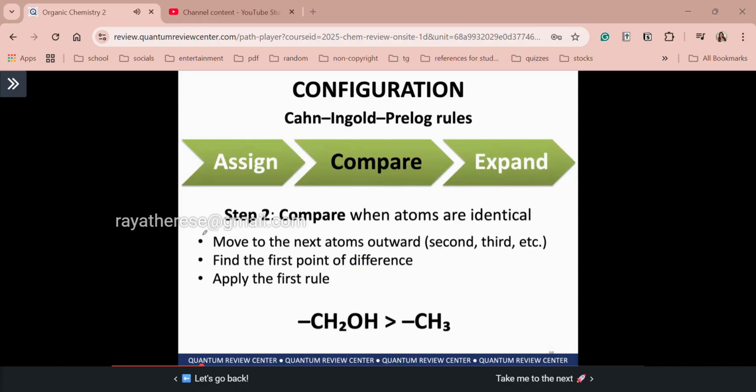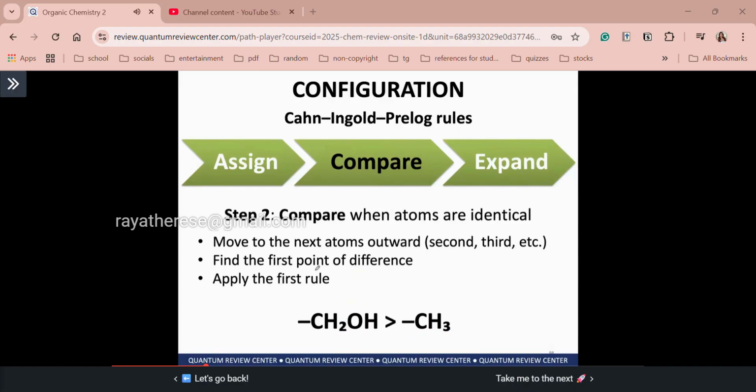Let's see this one. For our alcohol and alkyl substituents, let's check. Remember, they are identical in terms of their C and their two H's. So for the first 3 atoms, they are identical. But when you reach the 4th atom, check, oxygen for your alcohol, but hydrogen for your alkyl substituent. Which is prioritized? Oxygen or hydrogen? Sir, I know that's oxygen because it has higher priority or higher atomic number. That's correct analogy. So class, again, that's our compare step, your step 2 in your assignment of R and S configuration.